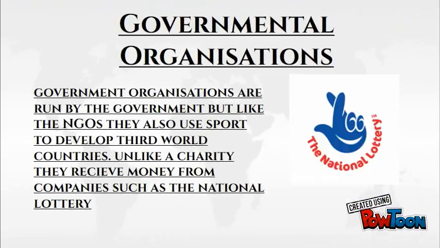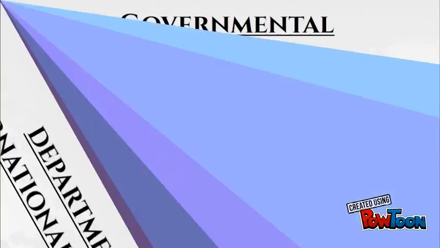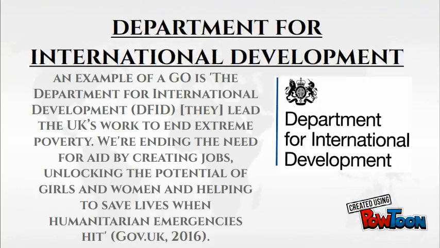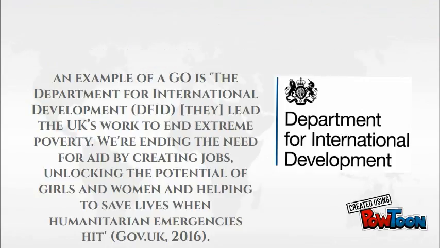Government organisations are run by the government, but like NGOs, they also use sport to develop third world countries. The Department for International Development leads the UK's work to end extreme poverty. We're ending the need for aid by creating jobs, unlocking the potential of girls and women, and helping to save lives when humanitarian emergencies hit.